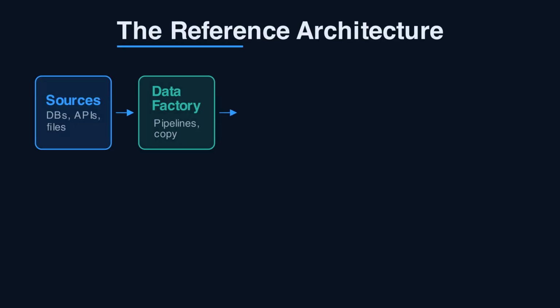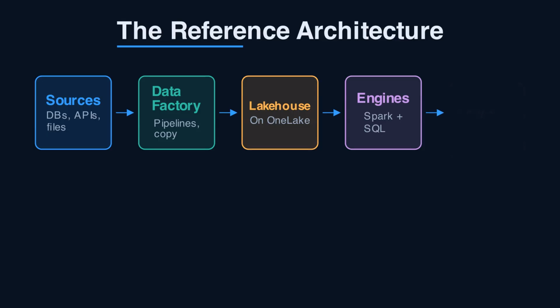Source systems push data through Data Factory pipelines into a lakehouse that sits on OneLake. From there, two query engines read the same files: a Spark runtime for transformation and a serverless SQL endpoint for queries. Power BI reports sit on top using DirectLake. Everything lives inside one Fabric capacity, billed as compute units, and one tenant-wide OneLake. The key architectural decision is that storage is shared and open, while compute engines are swappable. Keep that separation in mind as we go layer by layer.